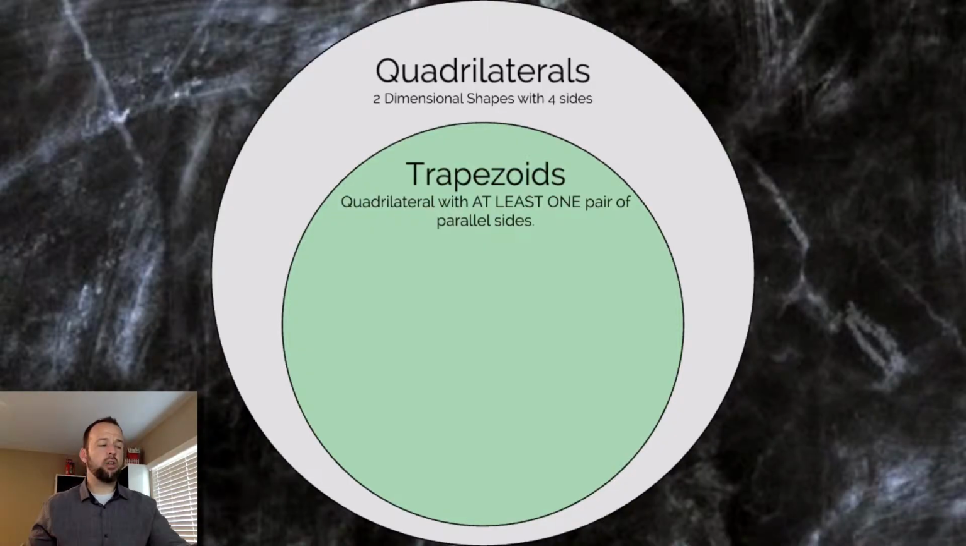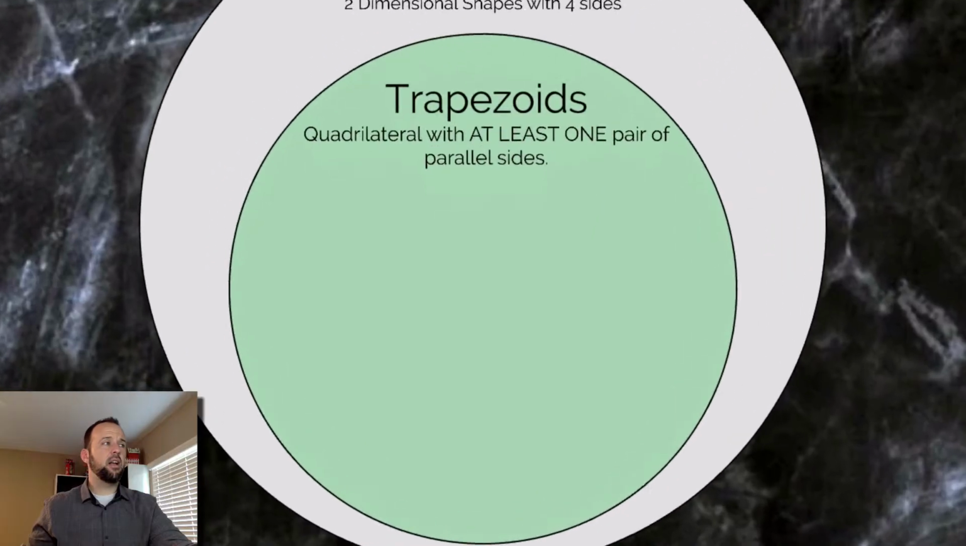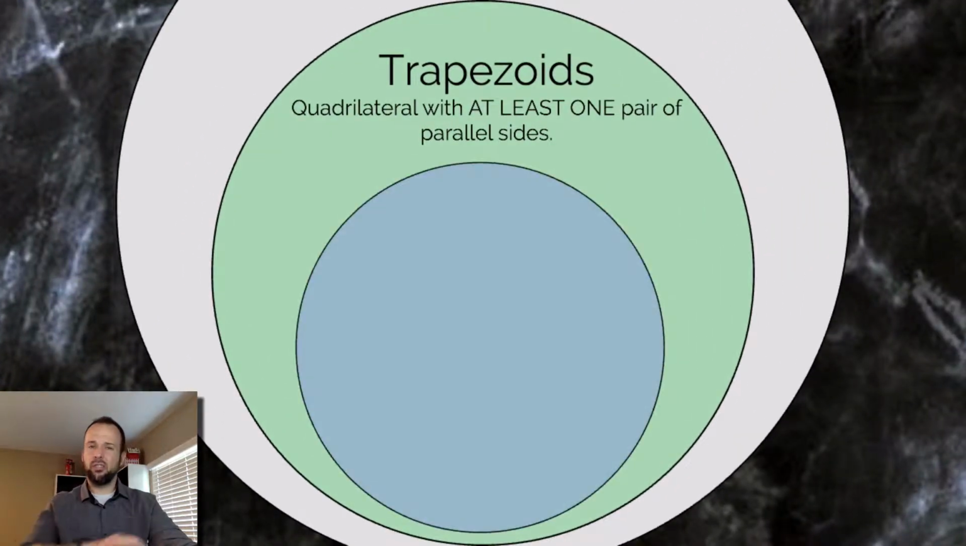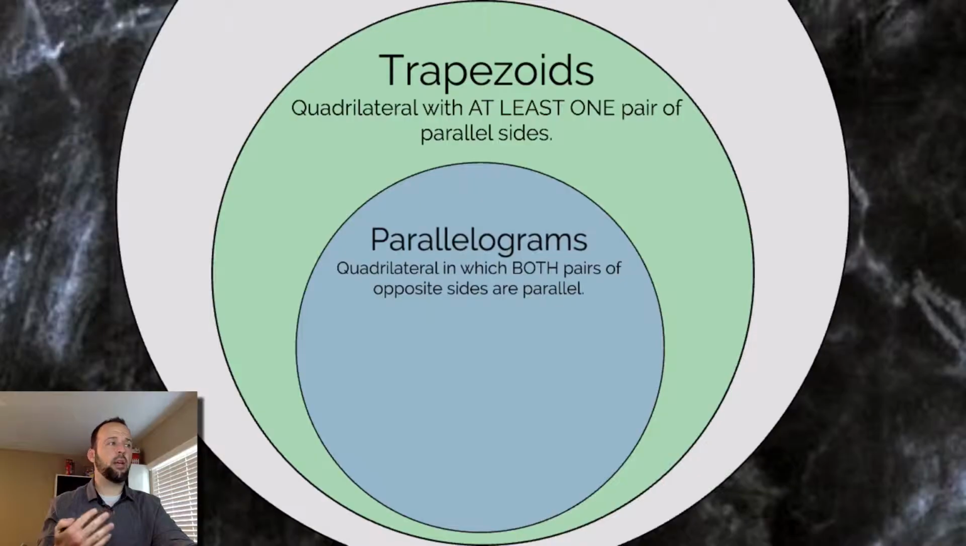So that shape has to have at least one pair of parallel sides. And we took a look at trapezoids in some previous lessons. Inside of trapezoids, there's another category that fits inside that. So this category is not only a quadrilateral, not only a trapezoid, but it's also a parallelogram, okay? So this one is a quadrilateral where both pairs of opposite sides are parallel. So a trapezoid has at least one pair that's parallel, a parallelogram has two pairs of sides that are parallel.